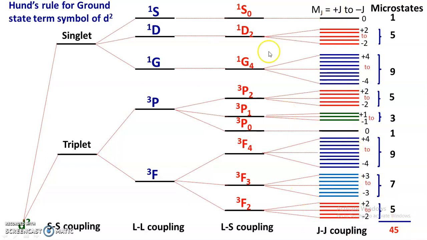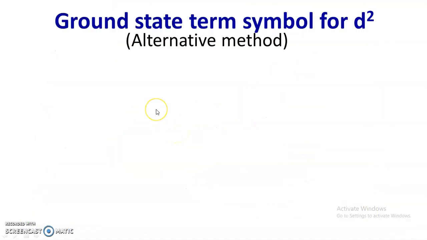Now out of the various term symbols, the 3F2 term symbol is the ground state term symbol because it has the least energy and is the most stable, whereas the other term symbols are the excited states or excited term symbols. So this is about the identification of the ground state term symbol for the d2 configuration as per Hund's rule and the corresponding microstates. Now the alternate method for determination of the ground state term symbol for d2.